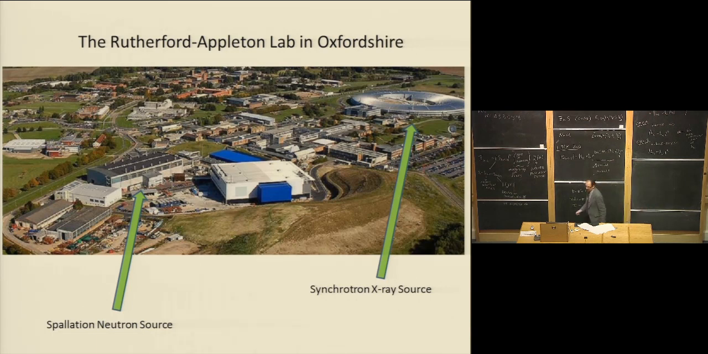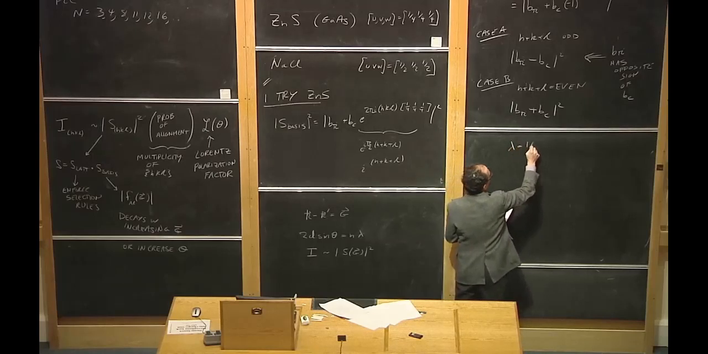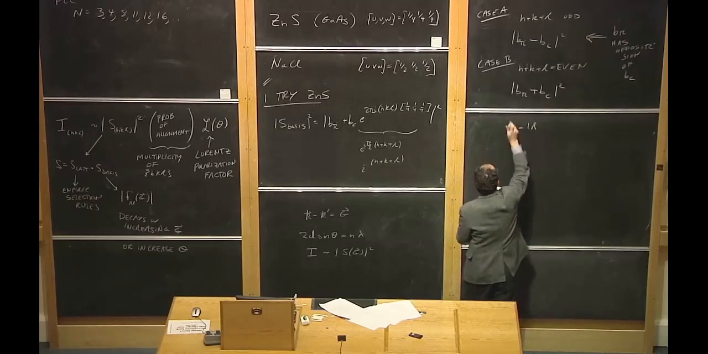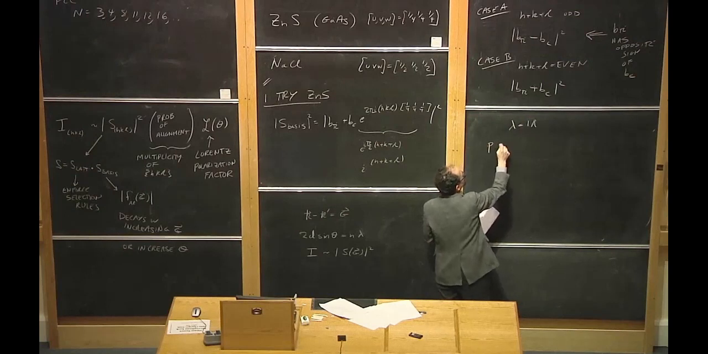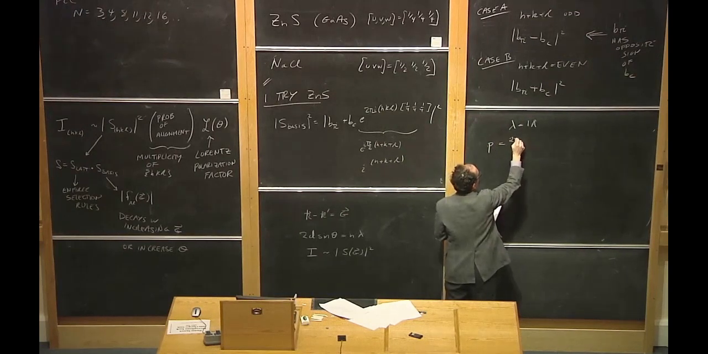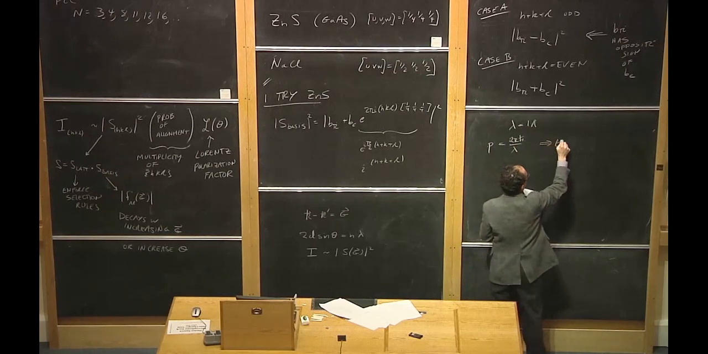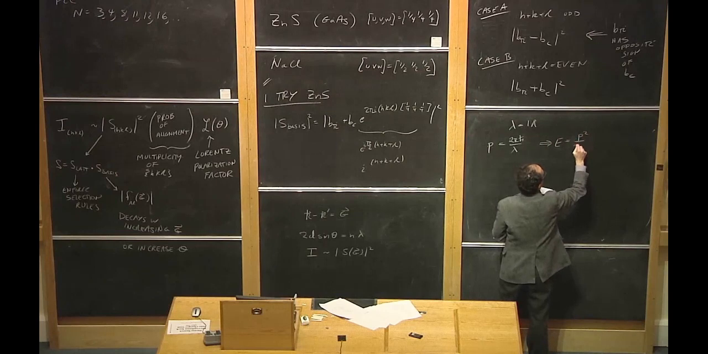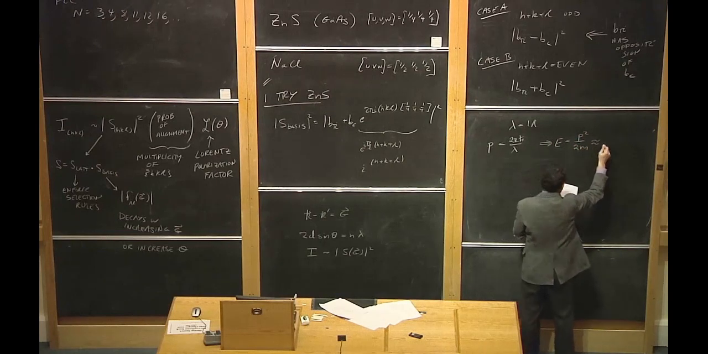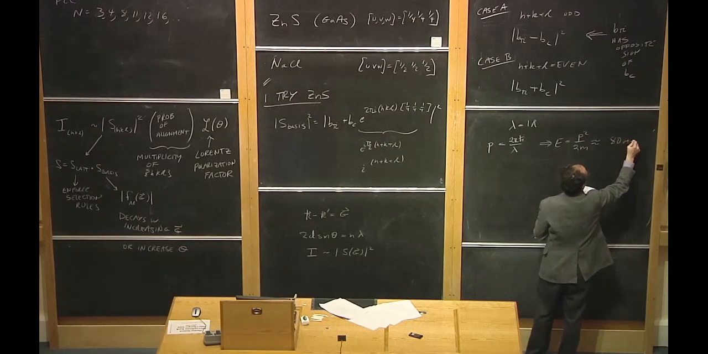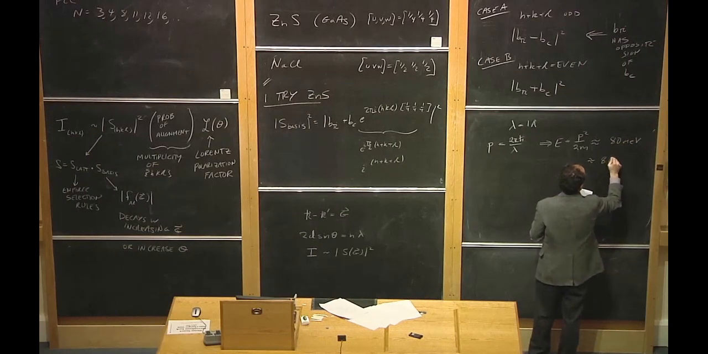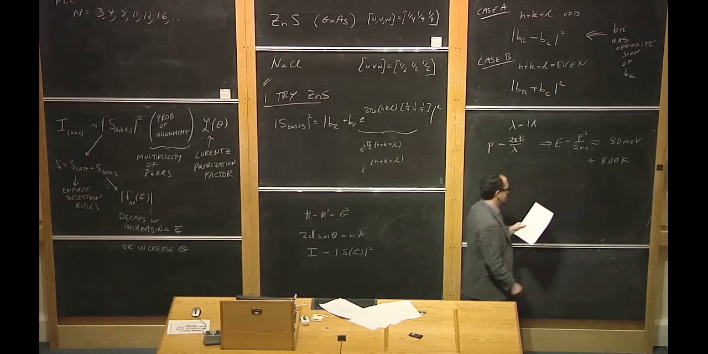This is a neutron facility, a spallation neutron source, also right down the road next to the synchrotron source, a rather large and expensive apparatus. But what we need is neutrons with a wavelength on the order of 1 angstrom. How do we get that? Well, if the wavelength is 1 angstrom, the momentum is 2 pi h bar over lambda. And from that, we can calculate that the energy we need is p squared over 2m, approximately 80 millielectron volts, or about 800 Kelvin, if you put in the appropriate factor of Boltzmann's constant to make it into a temperature.